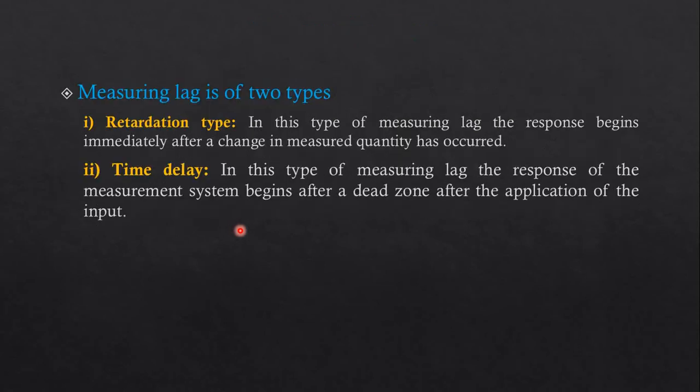Now measuring lag is of two different types, that is retardation type and time delay. So what is retardation type? In this type of measuring lag, the response begins immediately after the change of measured quantity has occurred. And time delay: in this type of measuring lag, the response of the measurement system begins after a dead zone after the application of the input. So after the dead zone of the application of the input, the time delay is going to be observed.